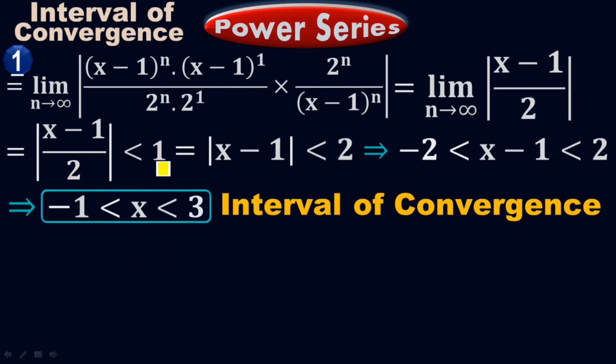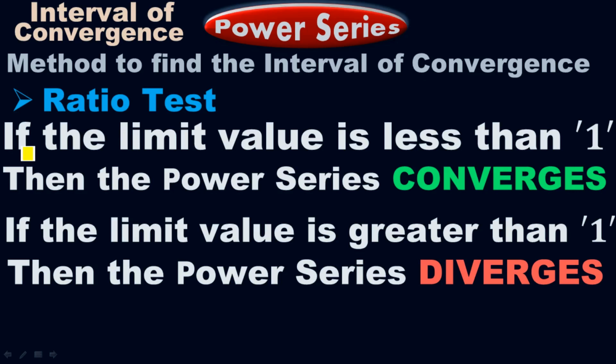Because according to the rule, if the limit value is less than 1, then the power series converges. If it is greater than 1, then the power series diverges. If you remember, we discussed that if you set the limit value less than 1, then the power series converges. If you set it greater than 1, then the power series diverges. Since we are talking about convergence of the power series, we set the limit value less than 1 for the power series to converge.